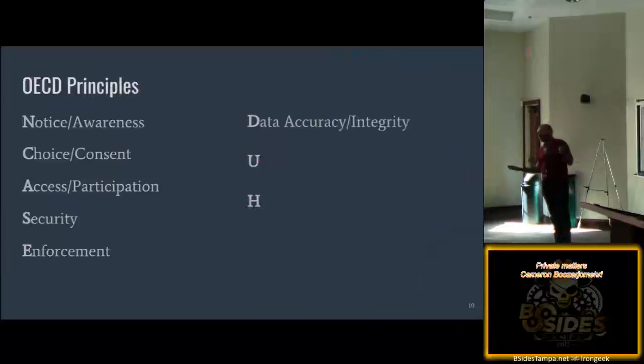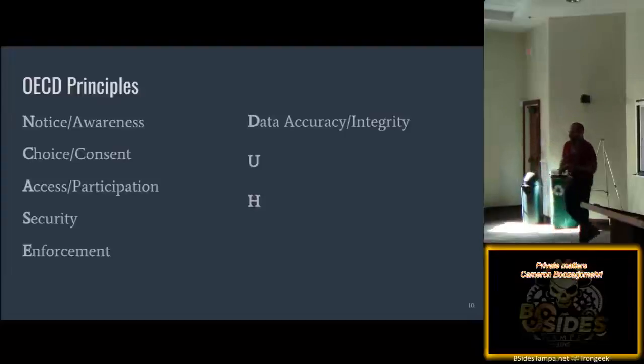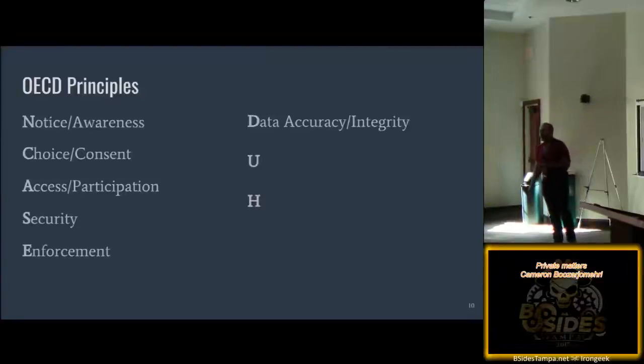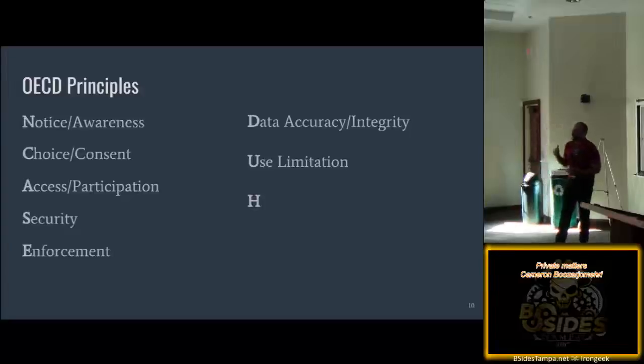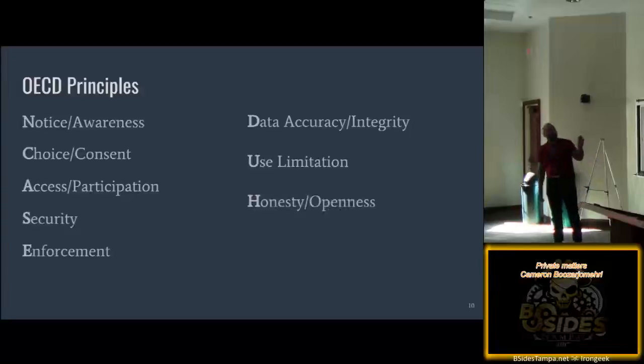These are more abstract concepts, can't find funny memes for them, but data accuracy and integrity. So a mix of access and security. We want to make sure that the information is accurate, and that it has not been modified by someone other than the person. Use limitation: I say I'm going to collect information for a particular reason. I'm not going to sell it because I didn't say I was going to. I'm not going to give it to someone else and try to cross-reference it with other data because that's not what I said I was collecting the data for.